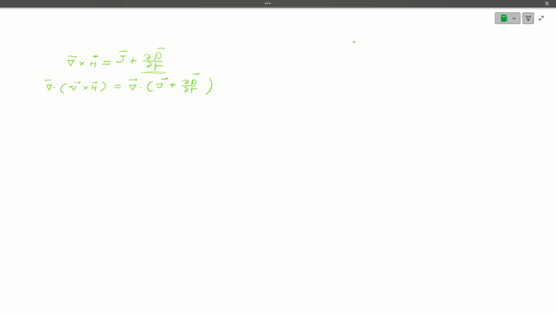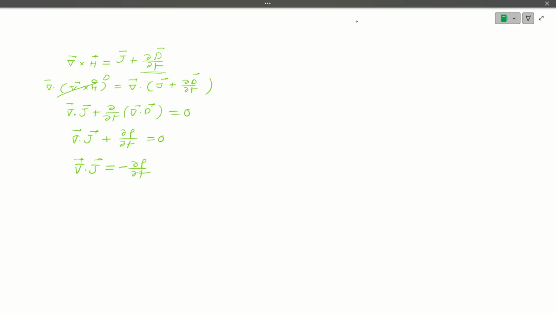Now the divergence of the curl of any vector field is 0. So here we get divergence J plus del by del t of divergence D. Now from Gauss's law we know that the divergence of D is nothing but rho. So divergence J plus del rho by del t equals 0. Therefore divergence J is equal to minus del rho by del t.